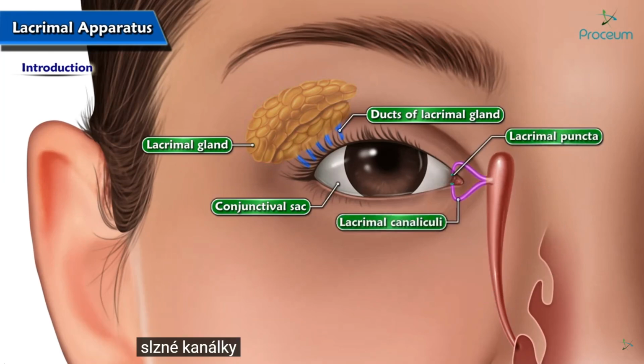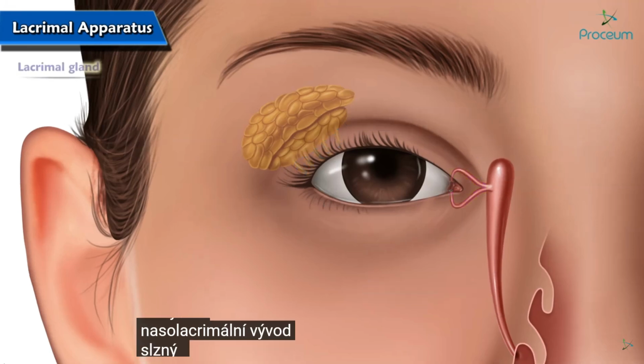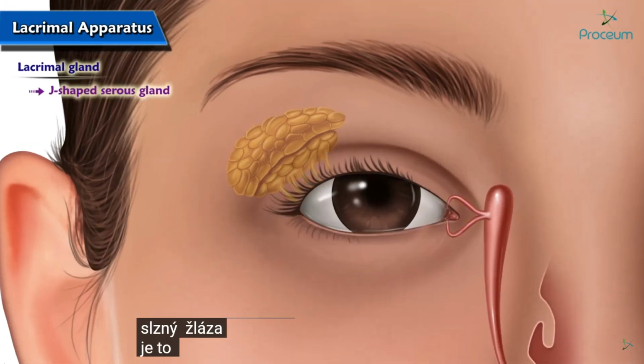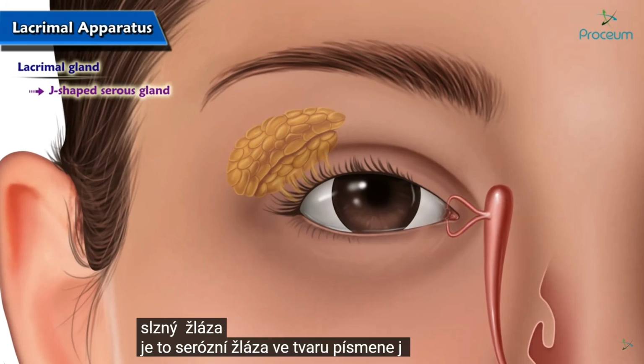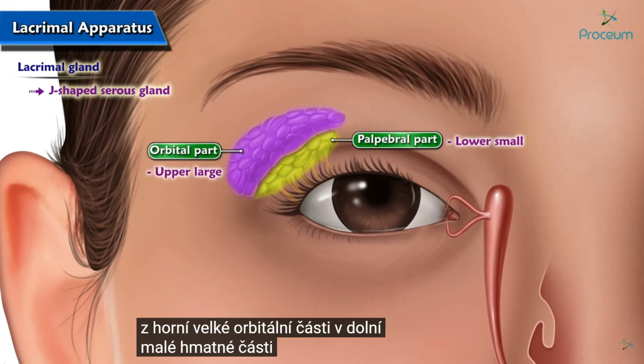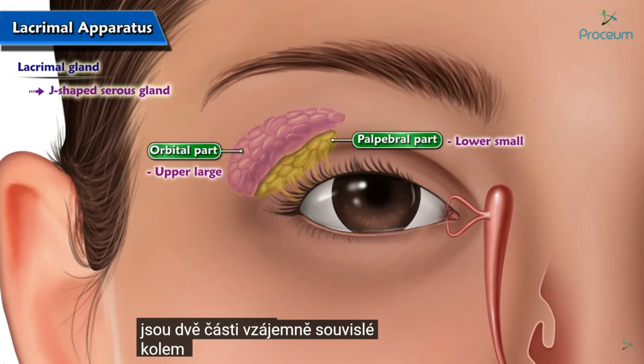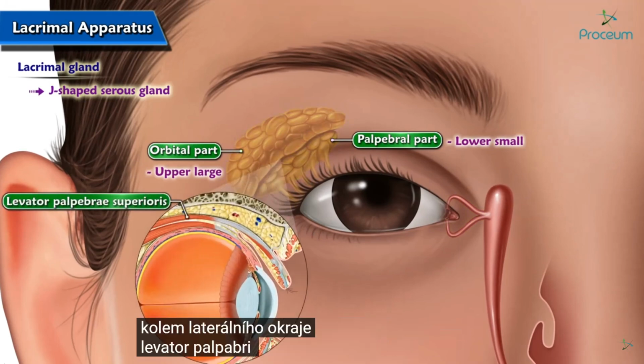lacrimal canaliculi, lacrimal sac, nasolacrimal duct. Lacrimal gland. It's a J-shaped serous gland. It consists of the upper large orbital part and lower small palpebral part. The two parts are continuous with each other around the lateral margin of the levator palpebrae superioris.